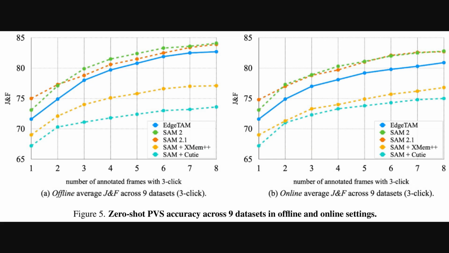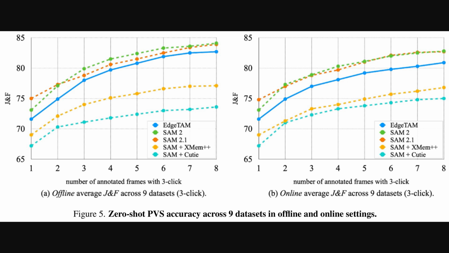Alright, so after understanding how EdgeTAM is trained through that knowledge distillation process, this next figure, figure 5, shifts our focus to how well it actually performs. Specifically, it's looking at zero-shot promptable video segmentation accuracy. Now, promptable video segmentation, PVS, is where the model outlines objects in a video based on some initial user guidance, like a few clicks. And zero-shot means it's doing this on datasets it hasn't seen during its specific PVS training phase. The vertical axis again shows the J and F score, our combined accuracy measure, and the horizontal axis shows the number of initial frames where the user provides 3 clicks to identify the object.